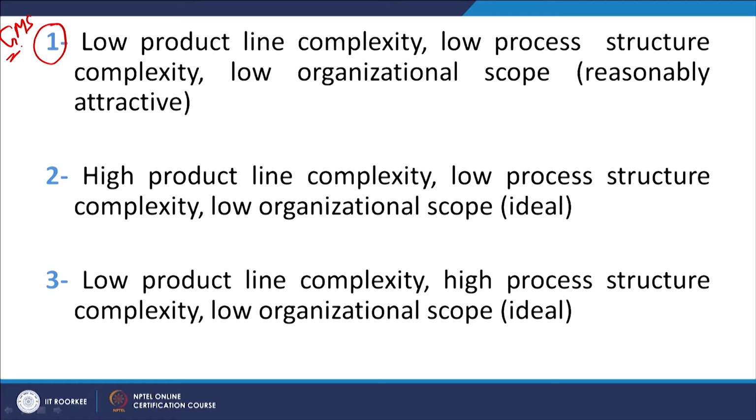Now, what is this GMS 1? This says that you have low product line complexity, low process structure complexity and low organizational scope. So, everything is on the low side. You have low product line complexity, low process structure complexity and low organizational scope.